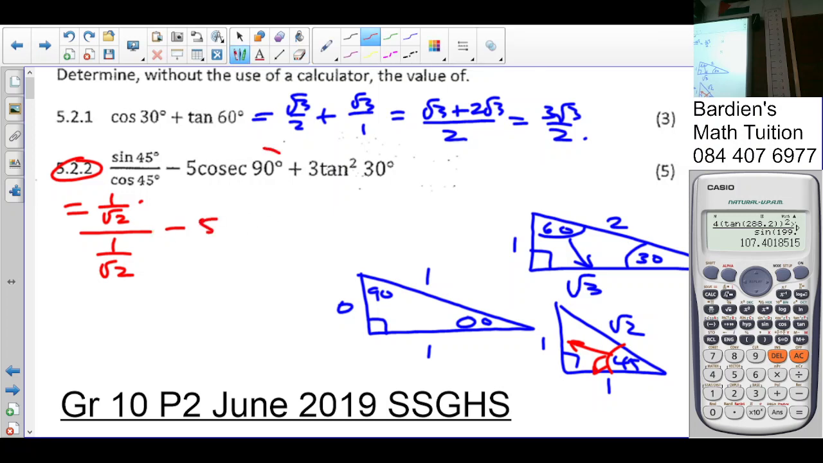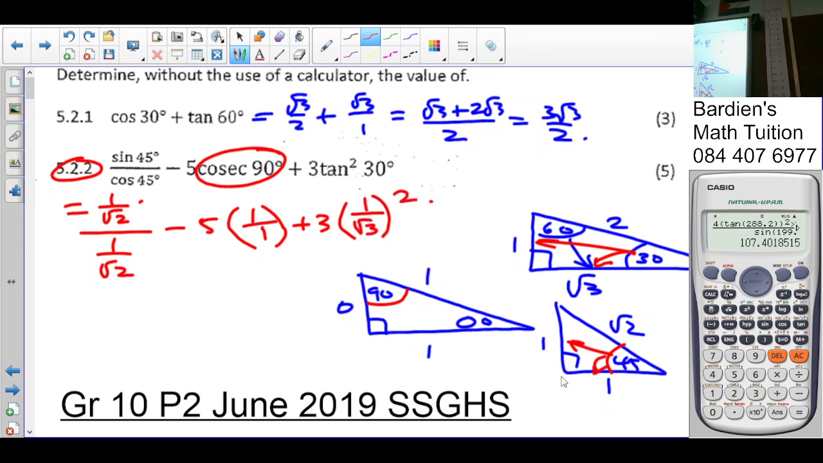5 cosec, which is the reciprocal of sine. So sine is opposite over hypotenuse. So cosec is hypotenuse over opposite, which is 1 over 1, plus 3 tan of 30. Tan is opposite over adjacent, so it's (1 over root 3) squared.